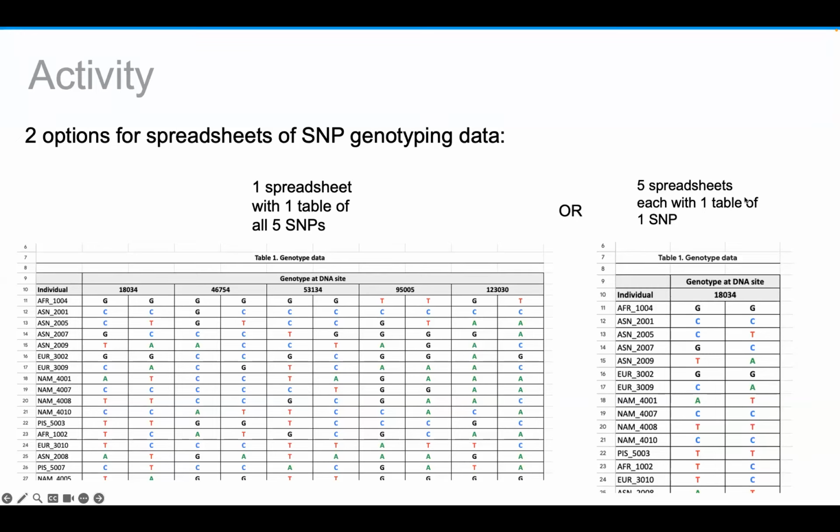So another option we have is separating this out into five individual spreadsheets, each with just one table, looking at one SNP at a time. So the same individuals with the genotype data of the one DNA locus, and then five of these spreadsheets for each of the DNA loci.